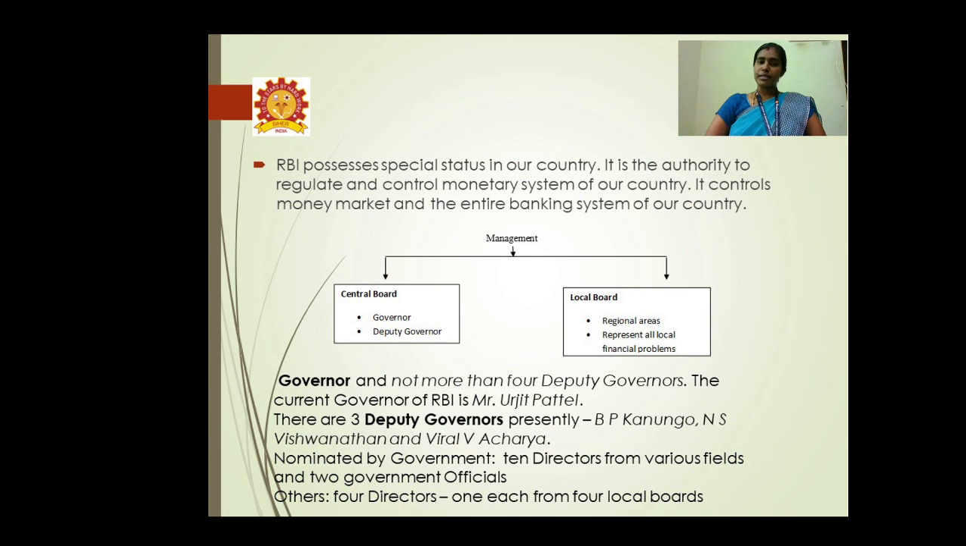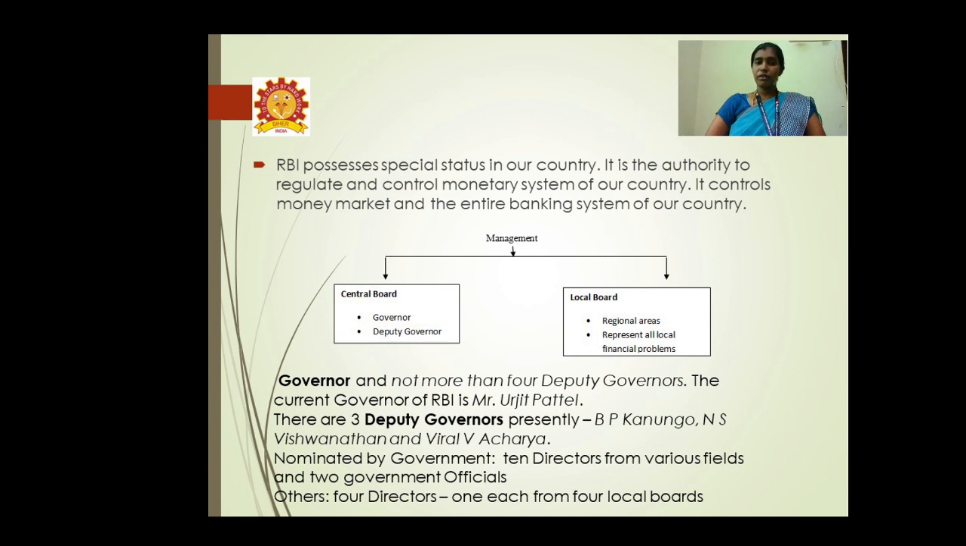So the central board has decided to give some of the regional areas a local board for the RBI. In those regions, they appoint some representatives to identify the financial problems in the local area. Those local representatives represent the regional areas. That regional member represents to the deputy governor, and the deputy governor represents to the governor, and finally they take the decision. In such a manner they are regulating and monitoring the entire monetary system of our country. There is a governor and not more than four deputy governors.